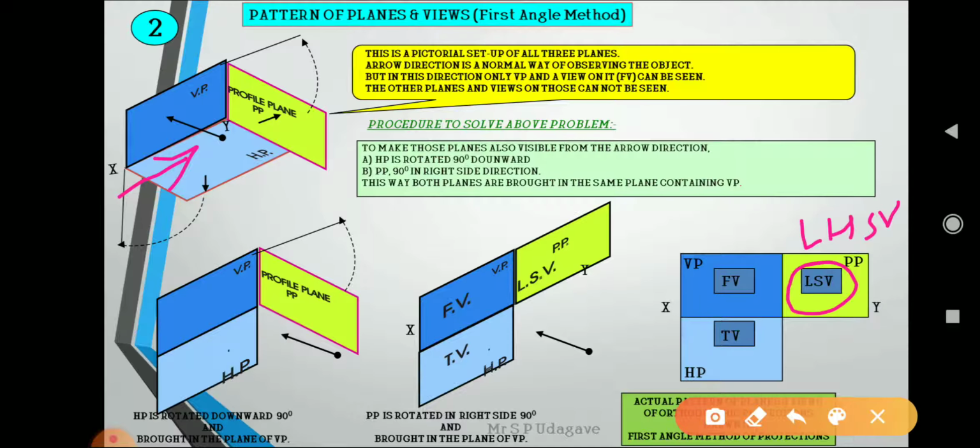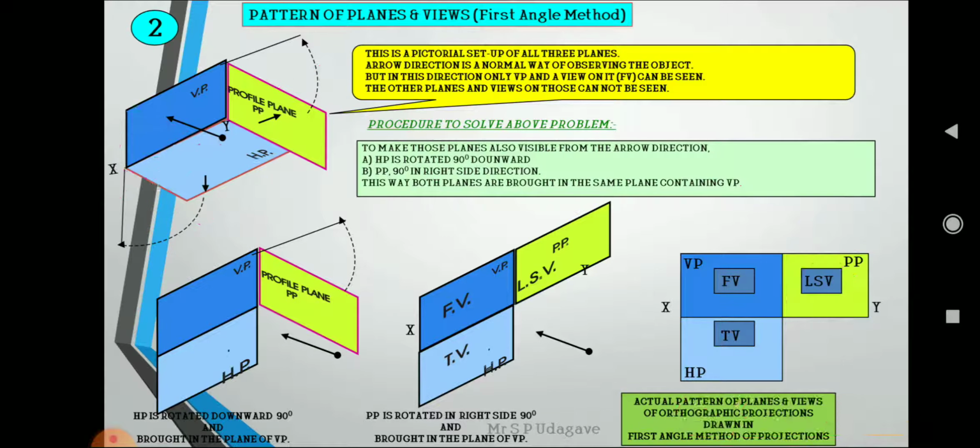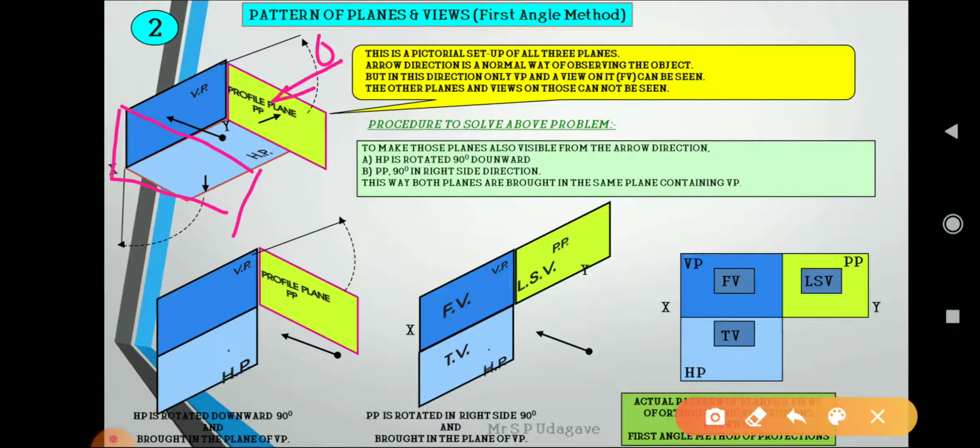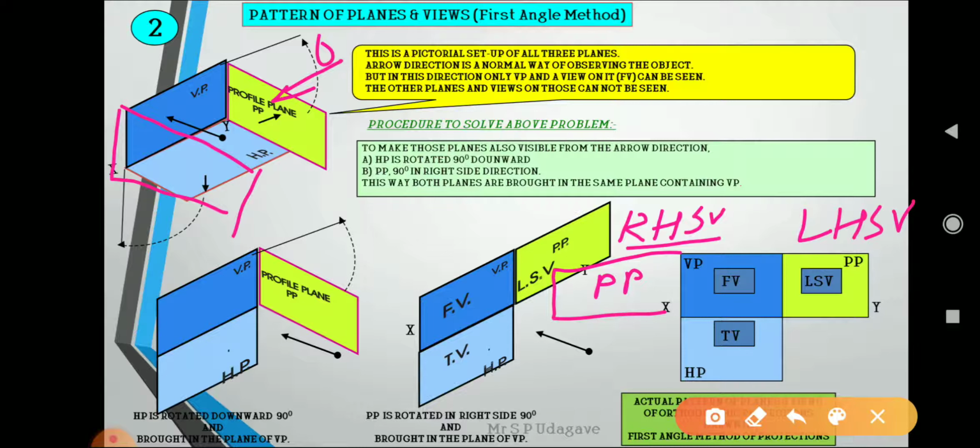And when we take the plane on the left hand side and observe with the observer on the right hand side, that becomes the profile plane, PP, and that view is called the right hand side view, RHSV. And on this side, the right hand side, is the left hand side view. This is related to the first angle projection method.